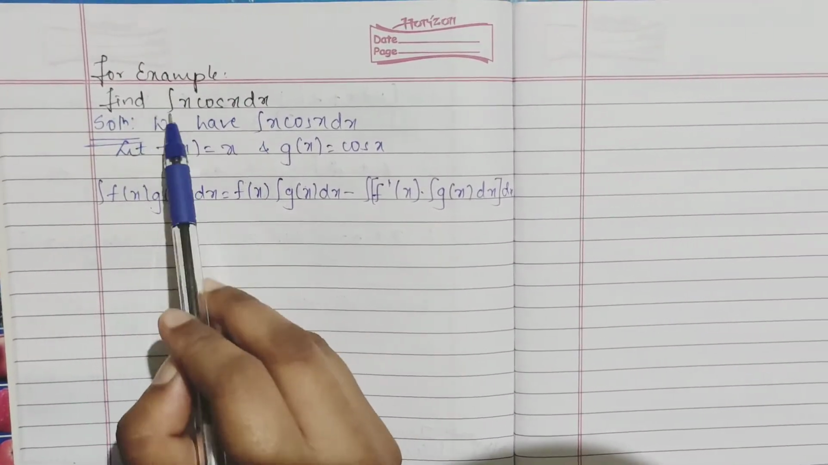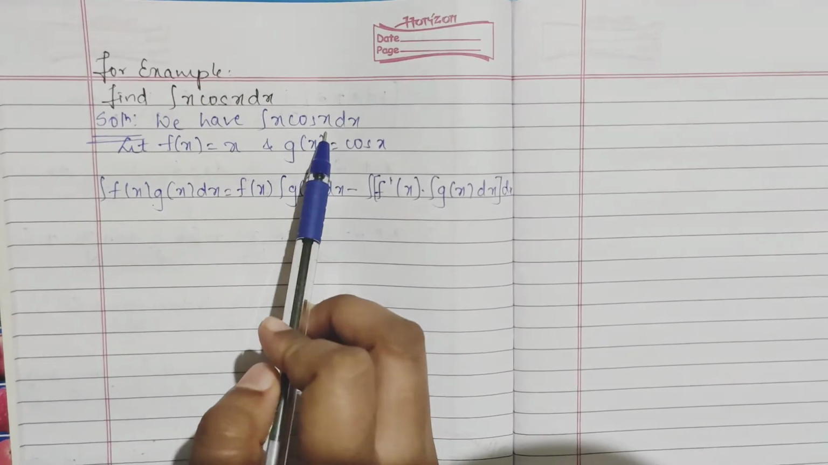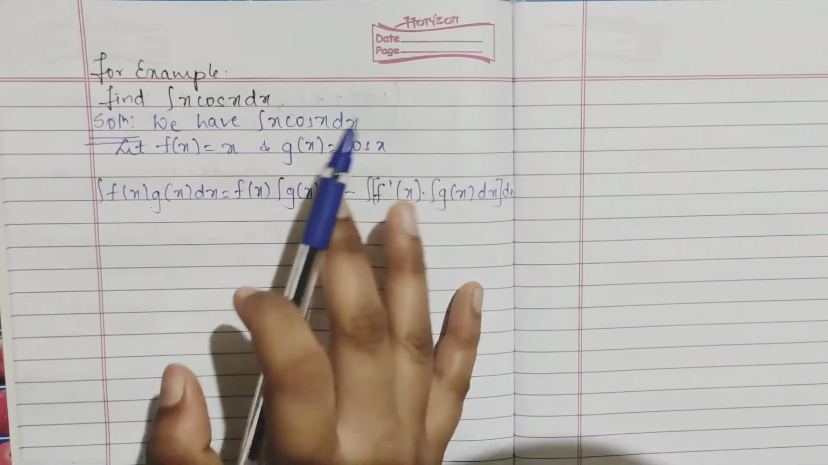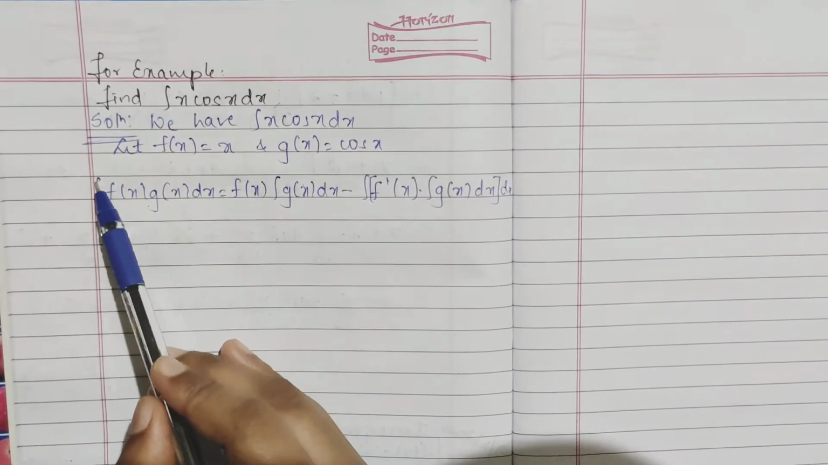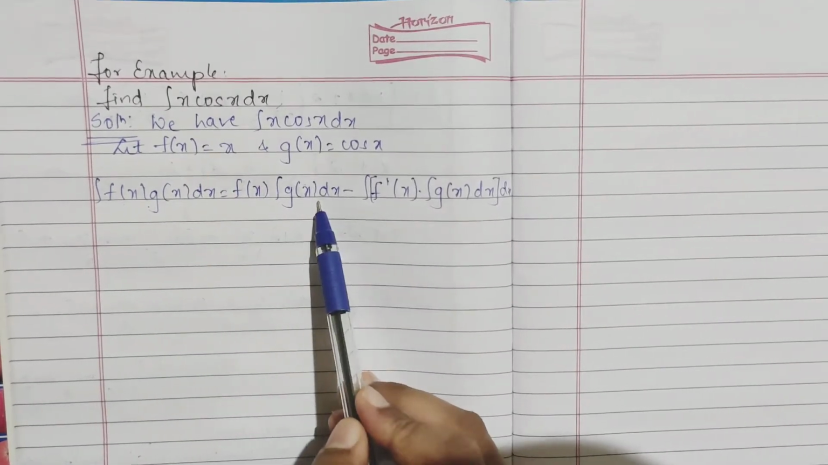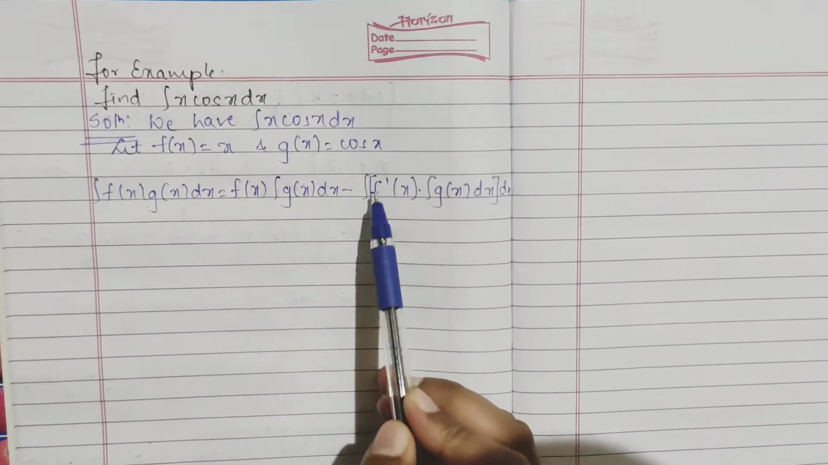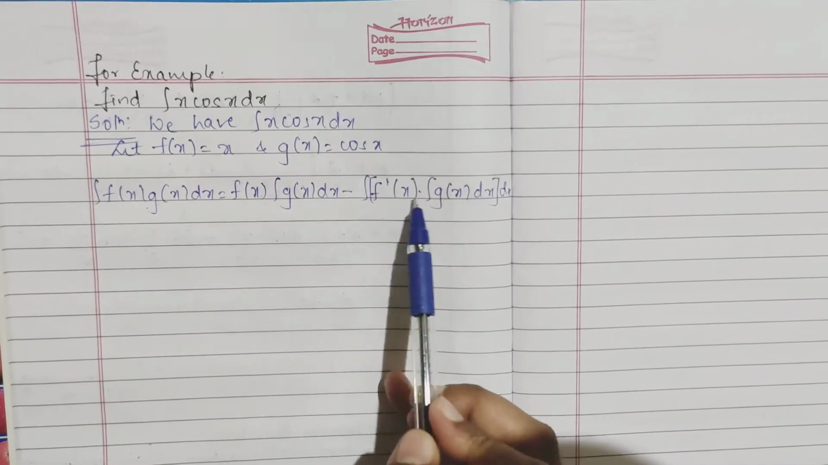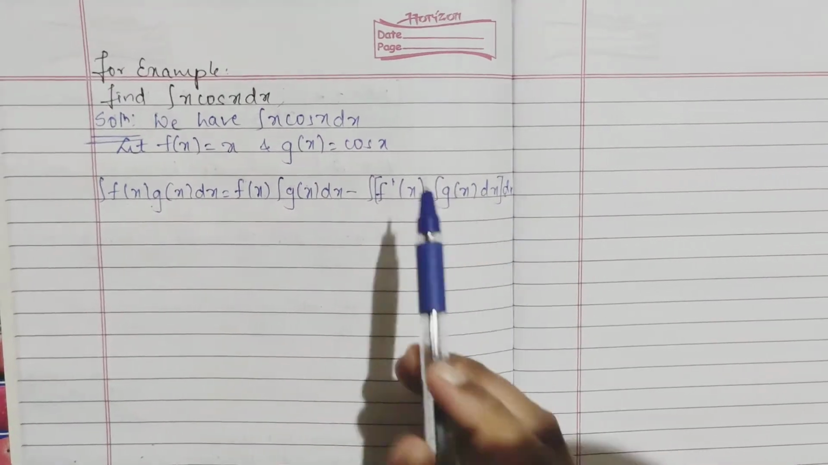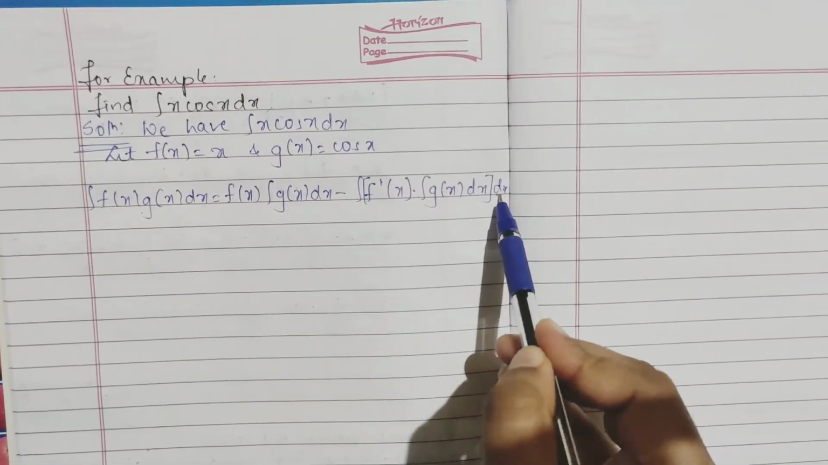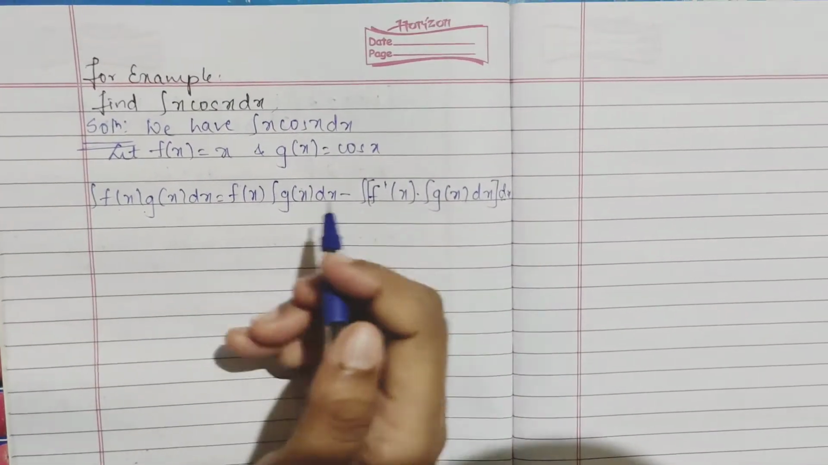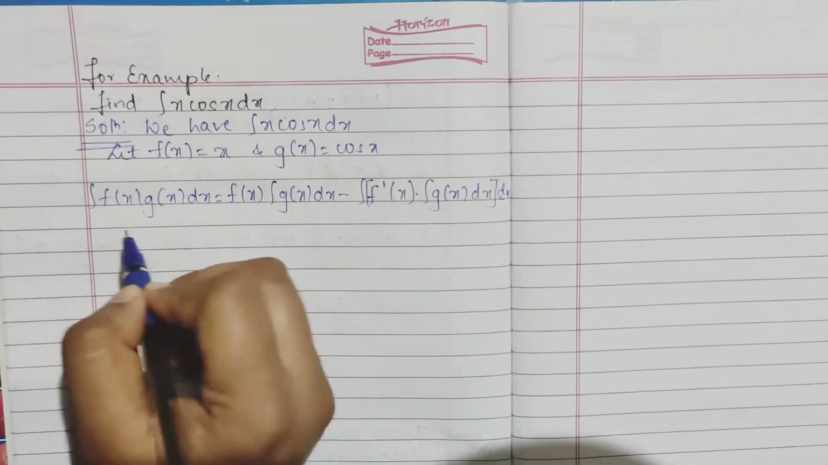They are asking: find the integral of x cos x dx. Let f of x be x and cos x be g of x. What is integration by parts? The integral of f of x g of x dx is f of x times the integral of g of x dx, minus the integral of f dash of x into the integral of g of x dx, and then the whole dx you should write. Why? Because after solving this, again the whole part you have to integrate. So I am writing it here.